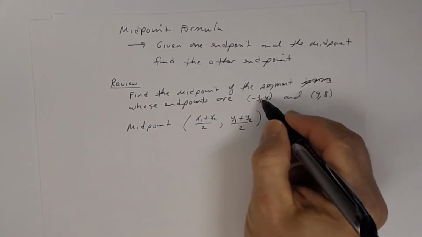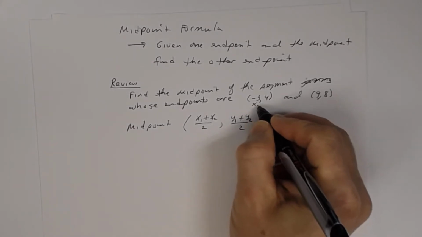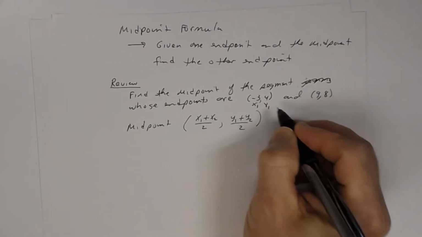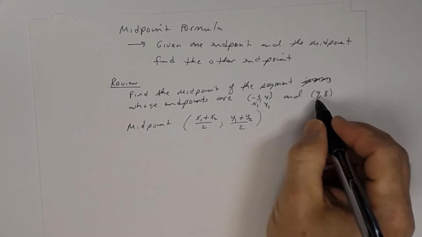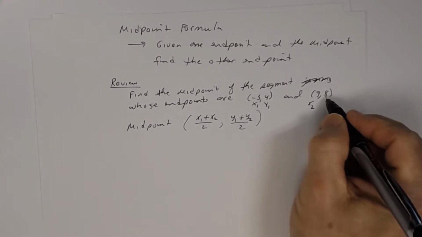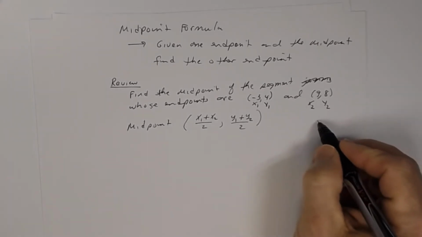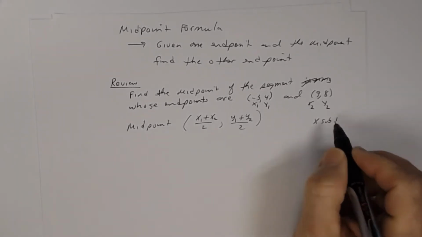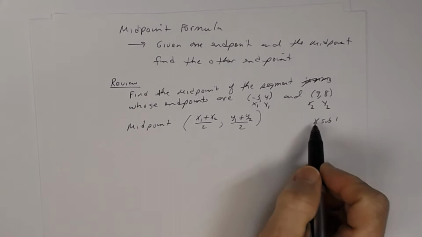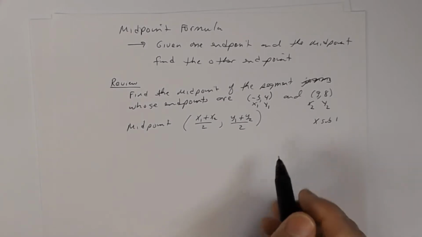So if you said this was going to be my first point and this was going to be my second point, what I mean by that is this. This is the x coordinate of the first point, so x sub 1. And this is the y coordinate of the first point, so y sub 1. This is the second point, so this is the x coordinate of the second point, x sub 2, and this is the y coordinate of the second point, y sub 2. I'm using the words x sub 1 because these are subscripts. So we read it as x sub 1, y sub 1, x sub 2, y sub 2.